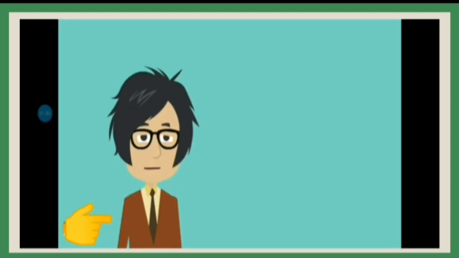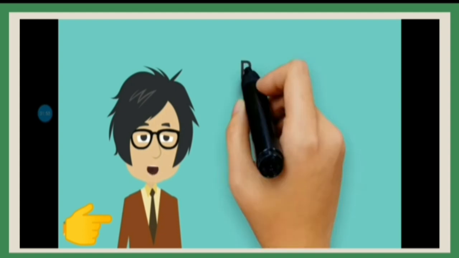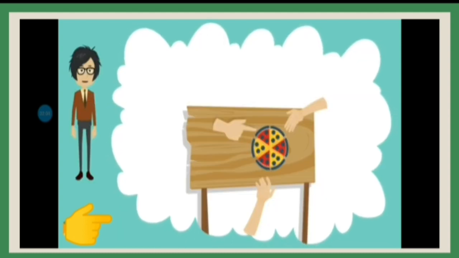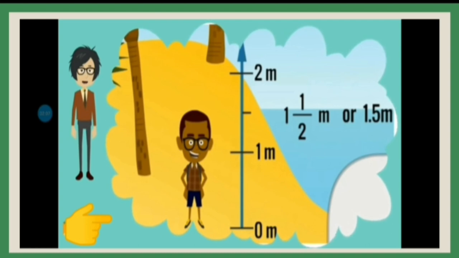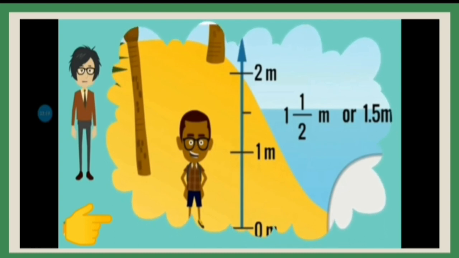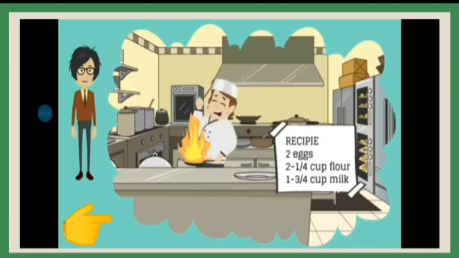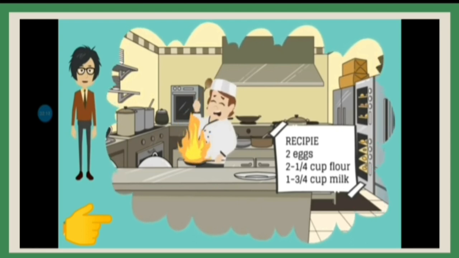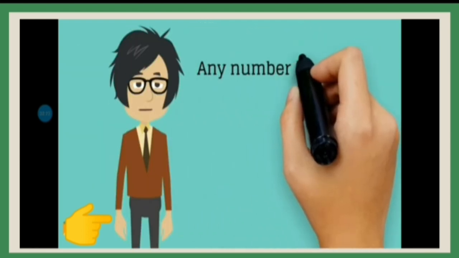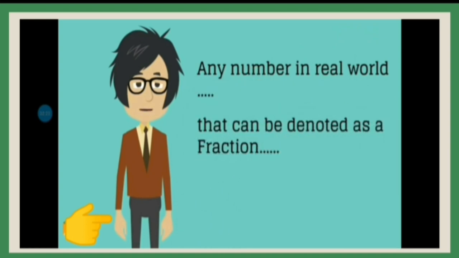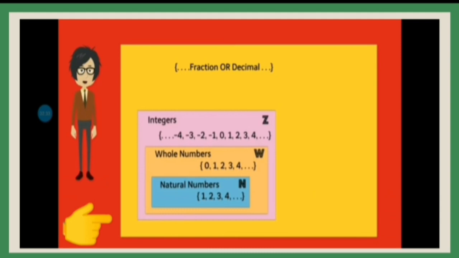So far so good. However, there are situations when you are required to deal with parts of a whole, or fractions as they are called. For example, parts of a pizza, measuring height more accurately, in this case 1.5 meters. Calculating the fraction of a difference in time in a very close race. Specific measures of ingredients in a cake recipe, yum, and so on. So any and every number that you can practically think of in the real world, which can be denoted as a fraction or in a decimal form, constitute what is called as real numbers, expressed as the symbol R.